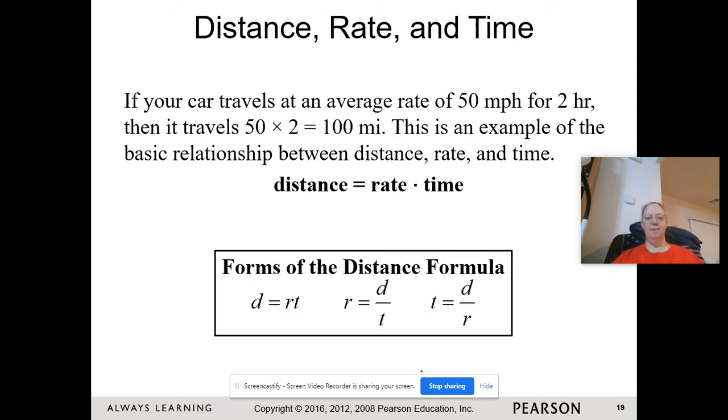Distance, rate, and time. Okay, this is the distance formula. It's written in 3 different ways depending on the information that's given and how it's set up. So if it says something along the lines of the time is the same for 2 different vehicles, then you would use this setup for the formula. If it says something like the rate is the same for 2 different vehicles, then you would use this one. All right, so D equals RT, or rearrange it, R is equal to D divided by T, T is equal to D divided by R. It's all the same formula.